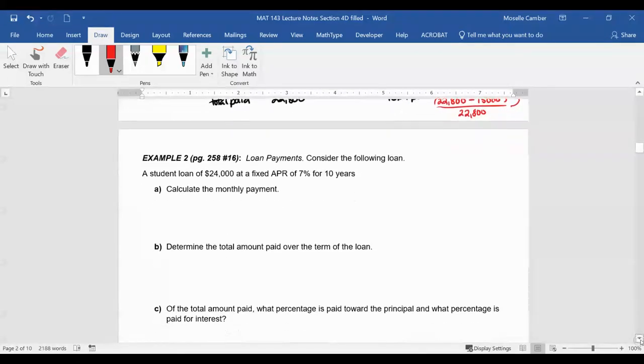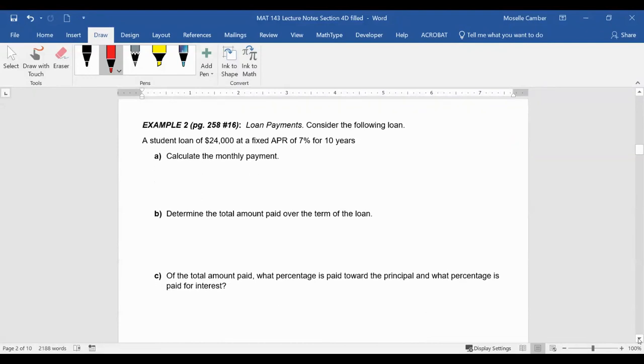Okay, example 2. Consider the following loan. A student loan of $24,000 at a fixed APR of 7% for 10 years. Part A, calculate the monthly payment. Okay, so we need our principal, we need APR, we need N and Y. So our principal is $24,000. APR is 7%, so 0.07. We're making monthly payments, so N is 12, and we're doing this for 10 years.